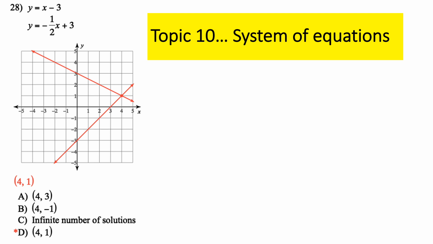By the way, this one's already solved for you. Where do those two red lines intersect? They intersect at 4, 1. So 4, 1 is the answer. How do you find that? Well, you have to graph those two lines. Next to the number 28 there is the only thing that you'll be given.